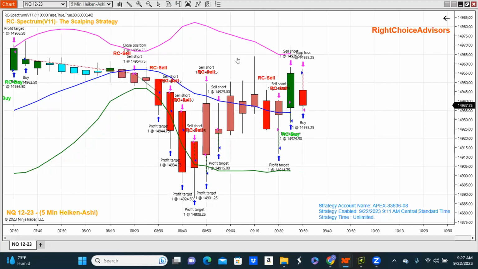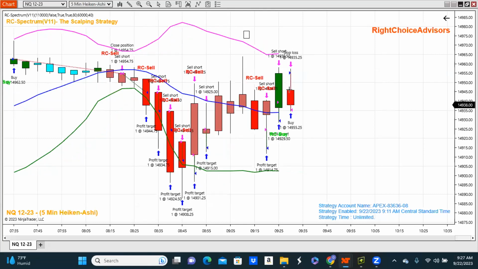So now it hit a stop loss, because it was going up when it took a position.